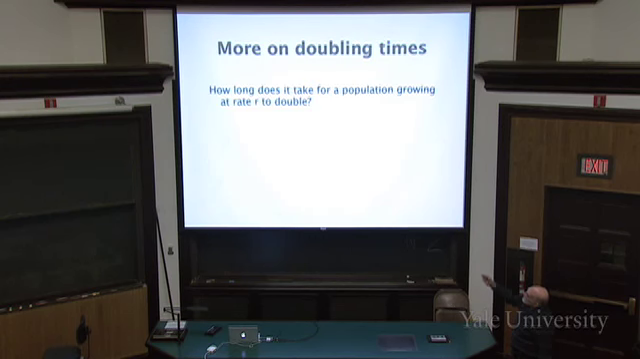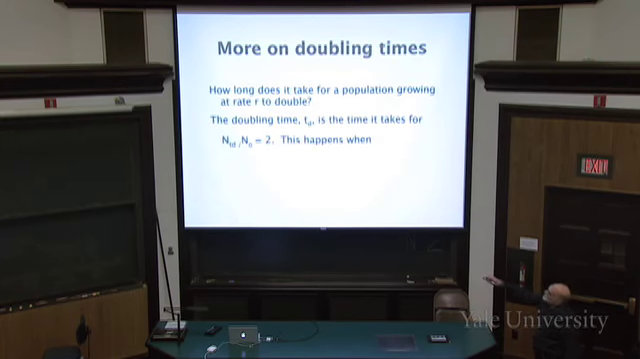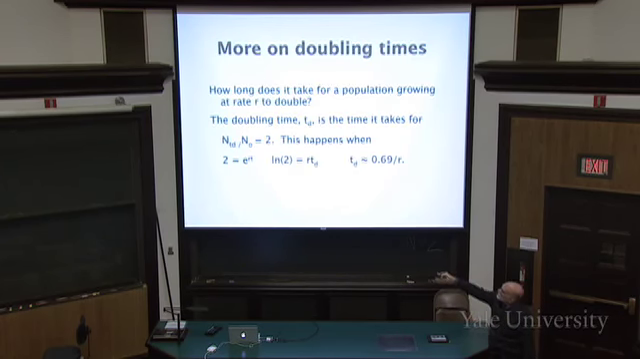So you ask yourself, well, how long does it take for that population to double? Where did I come up with that chart that I showed you in the second slide? Well, the doubling time is the time that it takes for whatever that number is divided by what you started with to equal 2. And that will happen when 2 is equal to e to the rt. So the log of 2 is equal to r times the doubling time, and the doubling time is about 0.69 divided by r, because that's the log of 2.